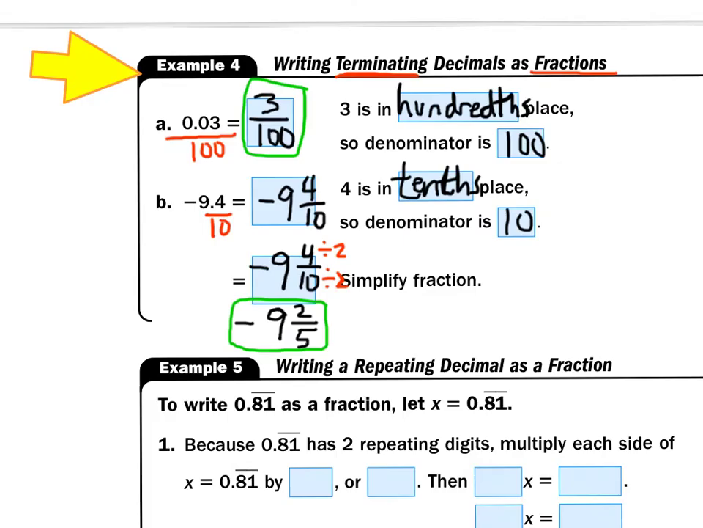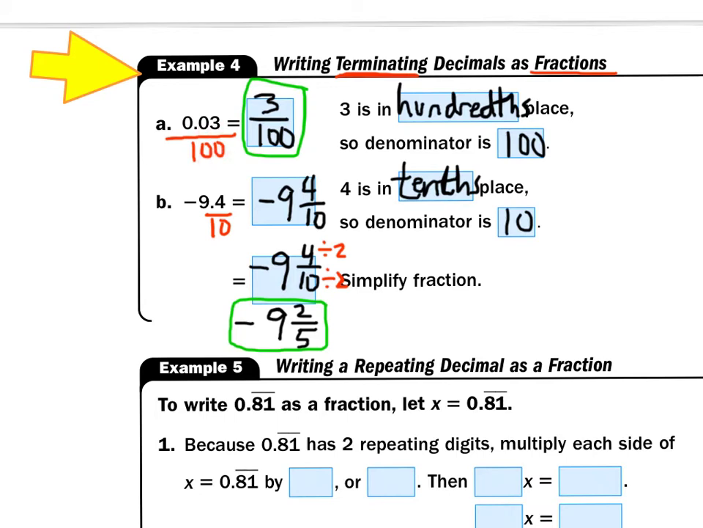Okay, so now they want us to write terminating decimals as fractions. So notice how they gave us 0.03. Well, you could read it as 3/100ths, so you would know the denominator is 100, and that always works. But if you get nervous, you're at a test, you don't remember your place values, watch this. Use your red, draw a fraction bar, and then underneath the decimal point put a 1, and underneath any numbers after the decimal point put zeros. So there's 2 numbers after the decimal, so I put 2 zeros.